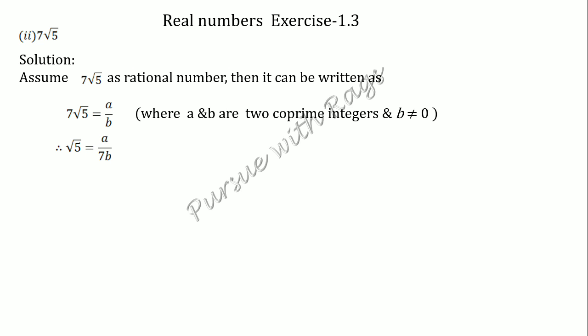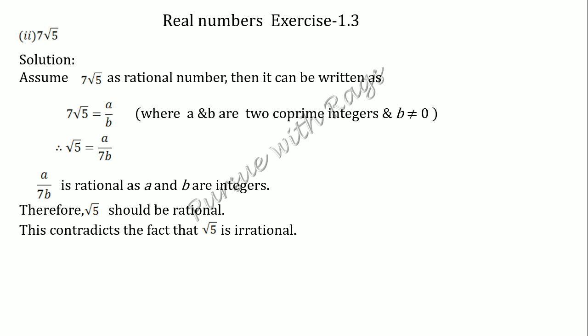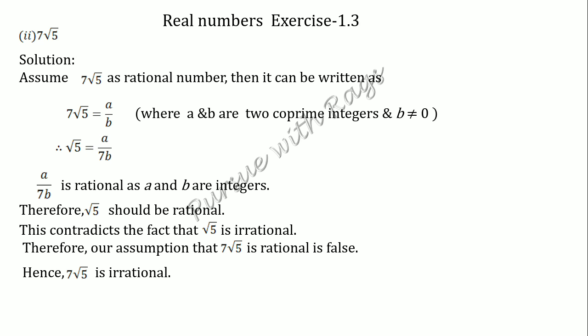A by 7b is a rational number, since a and b are integers. So root 5 should be a rational number. But this contradicts the fact that root 5 is irrational. Therefore, our assumption is wrong. 7 root 5 is an irrational number. Okay. And the last one, third subdivision, 6 plus root 2.